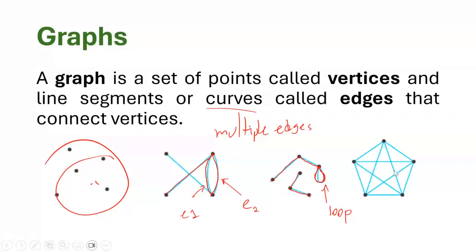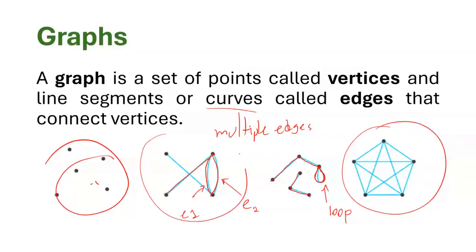The last one is an example of what we call a complete graph, because if you have 5 points, it shows all of the connections. It's also an example of a connected graph because it's just one piece. So this is connected, and the other two are disconnected.